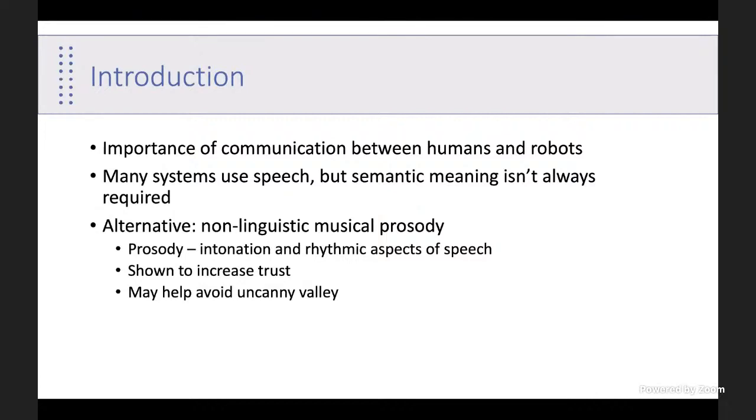Prosody is essentially intonation and rhythmic aspects of speech. It's how you might be able to tell if someone's being sarcastic when they say something, or if they're saying something in a happy tone or a sad tone. This musical prosody has been shown to increase trust between humans and robots, and it may help to avoid the uncanny valley where robots become so close to a human that they become a little bit creepy.